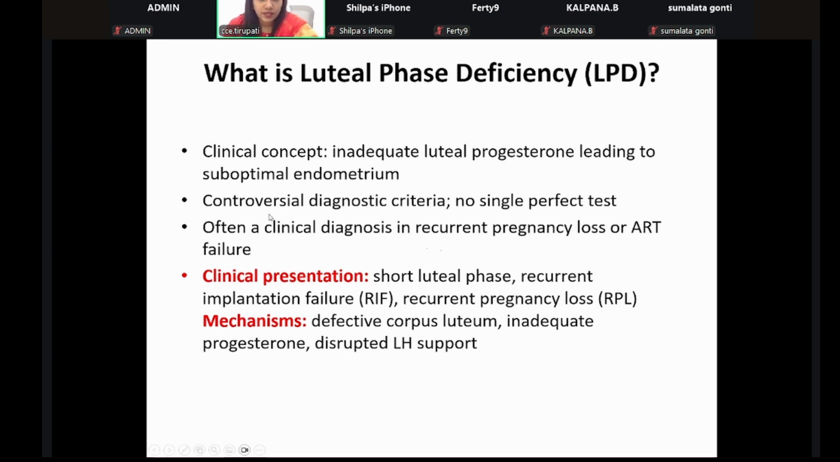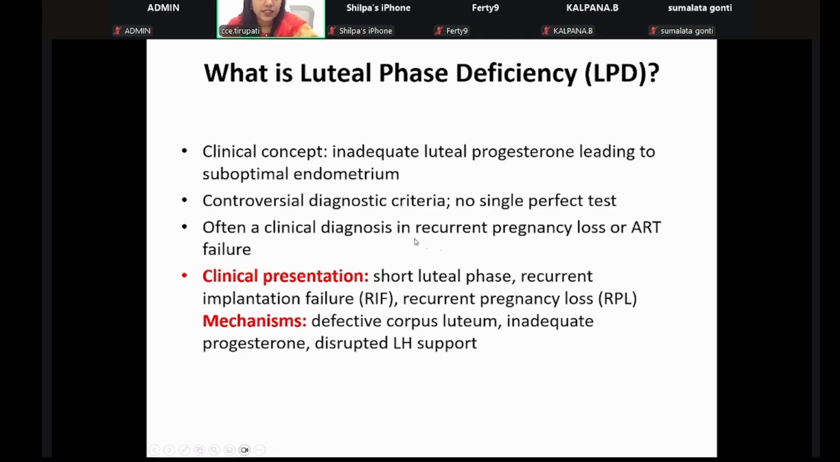So is there any test to diagnose luteal phase defect? There is no single perfect test. Some say that we can measure serum progesterone levels around day 21 of the cycle. If it is less than 10 nanograms per ml, we can consider it a luteal phase defect. But there is no single perfect test to diagnose luteal phase defect.